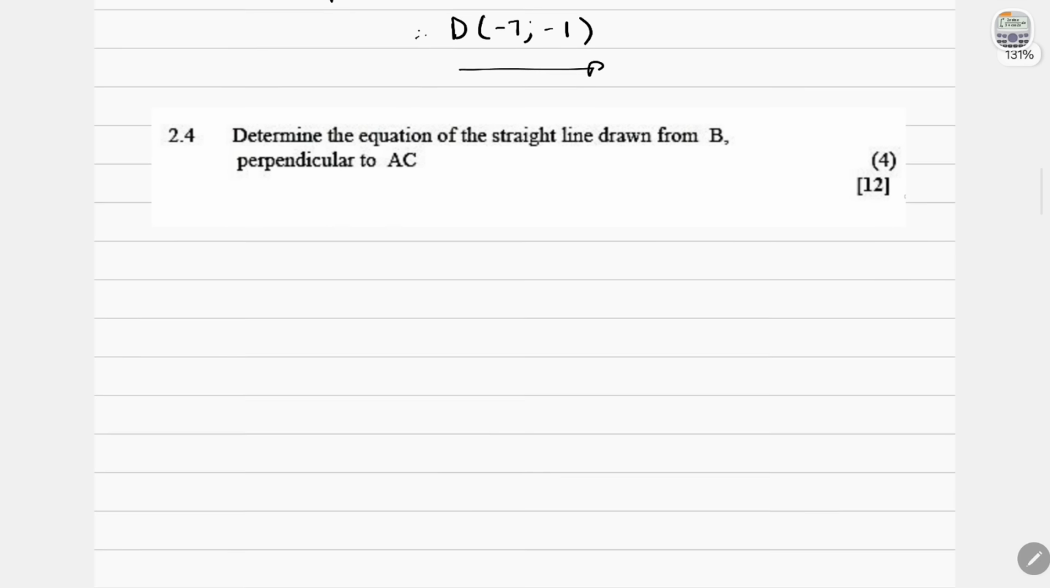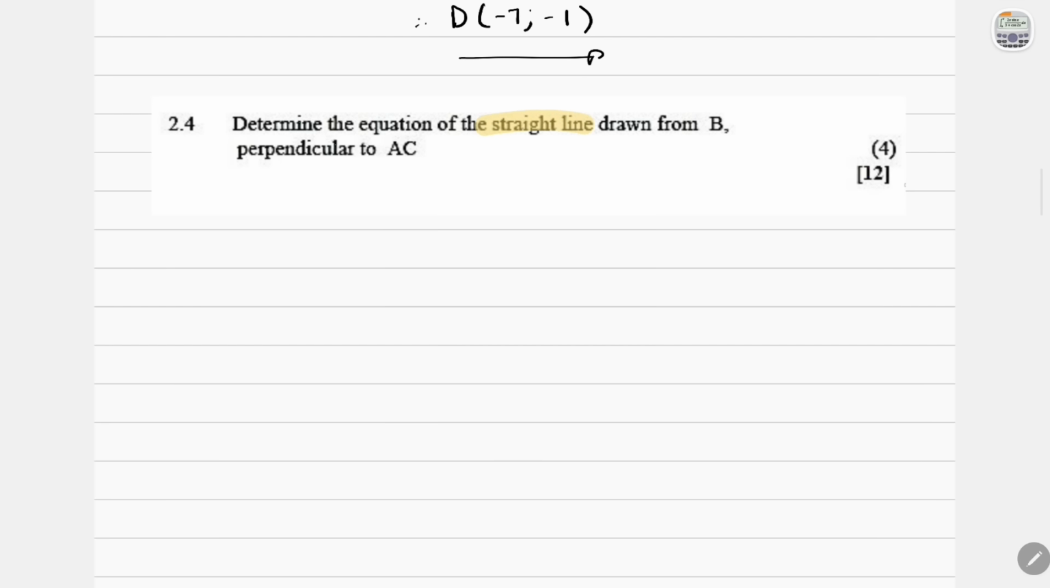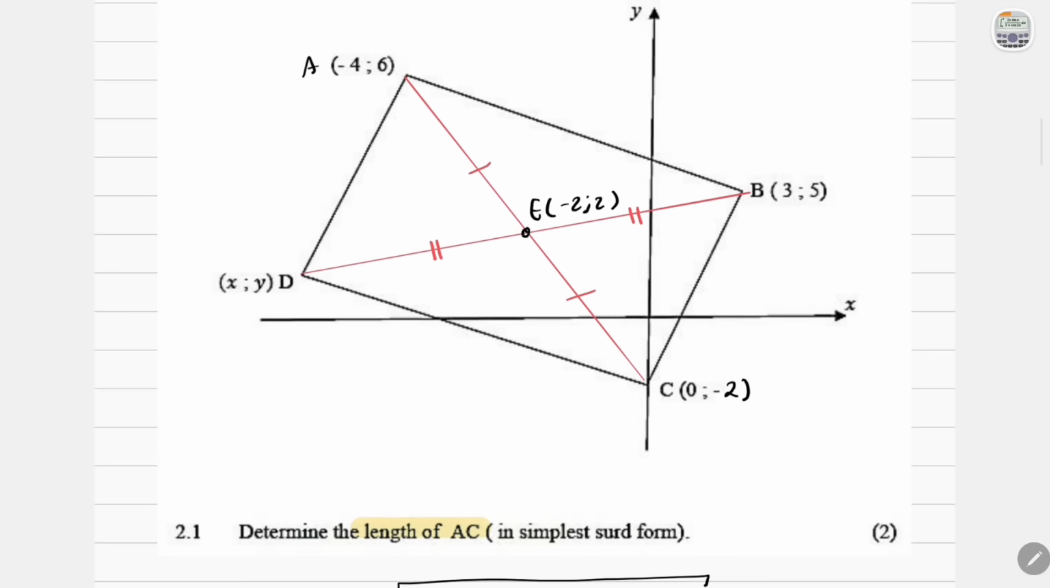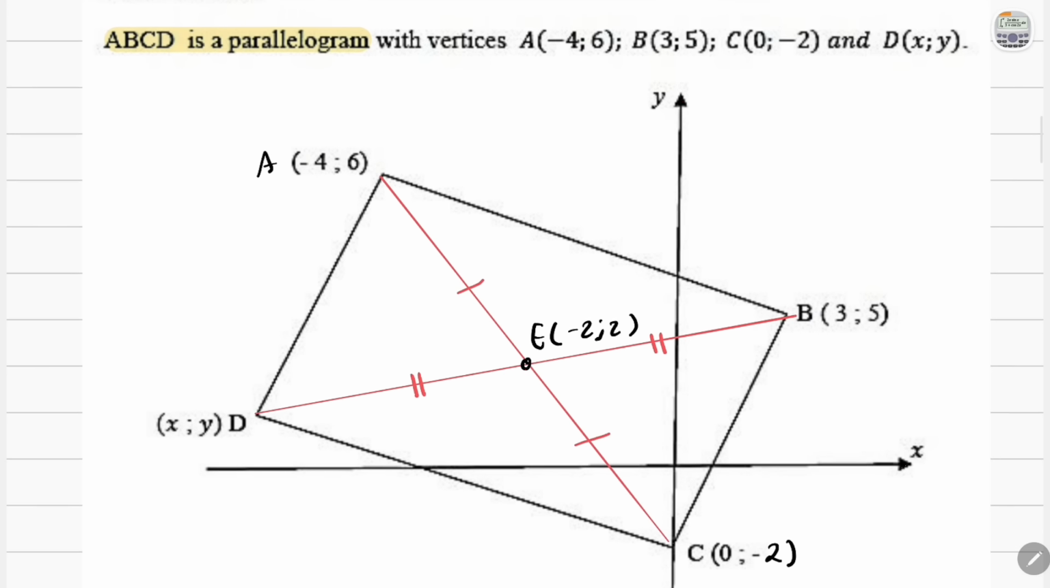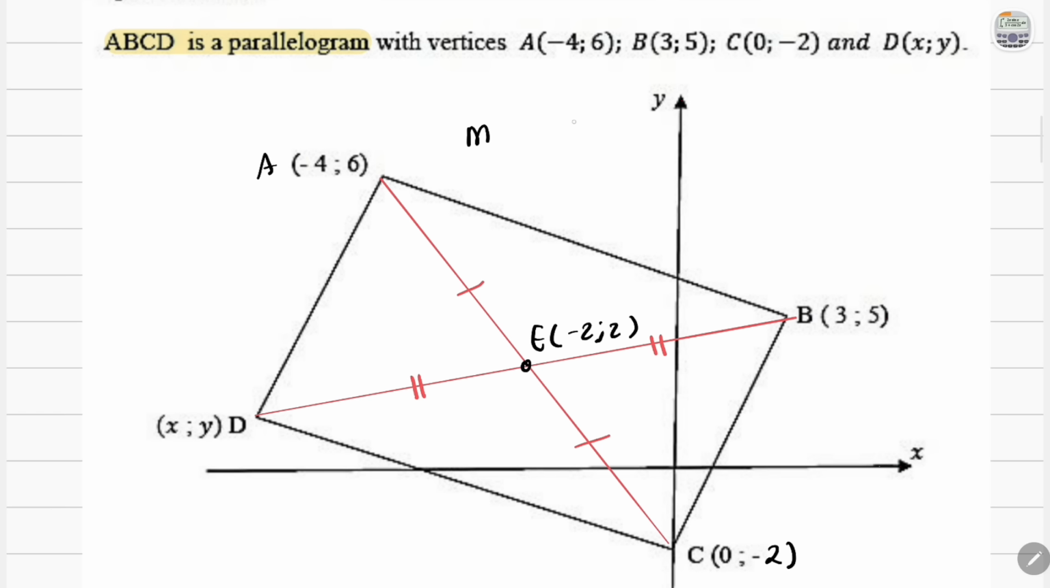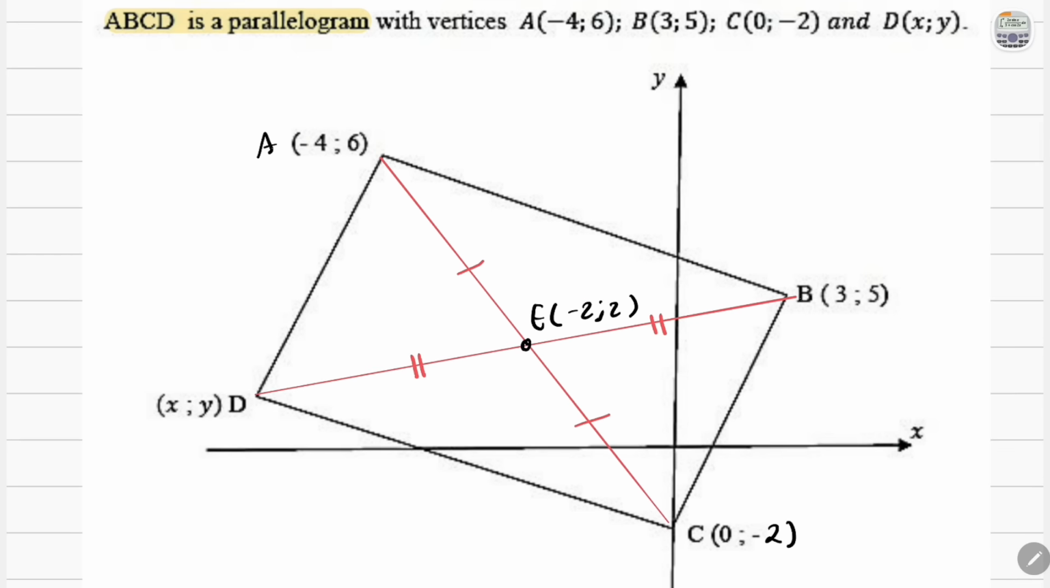Question 2.4 says, determine the equation of the straight line drawn from B, okay, so it passes B, and it's perpendicular to AC. Regardless of how it looks, we just know that it's drawn from B and it's perpendicular to AC. So I can't really assume that it's this line, but I just know it's perpendicular to AC. So what do we know about perpendicular lines? If you take the gradients of two perpendicular lines and multiply them, you are going to get negative 1. Okay, so that's what we're going to do.